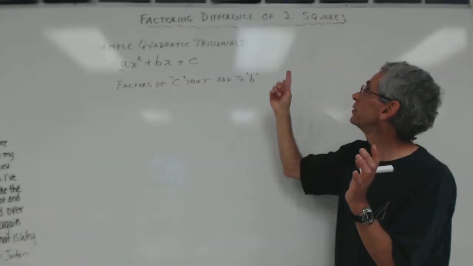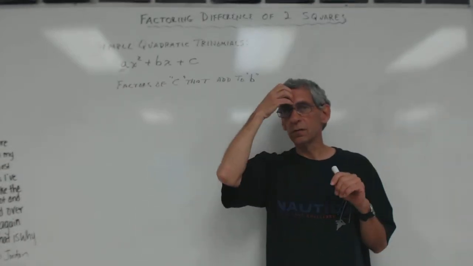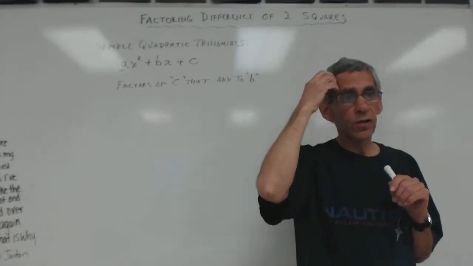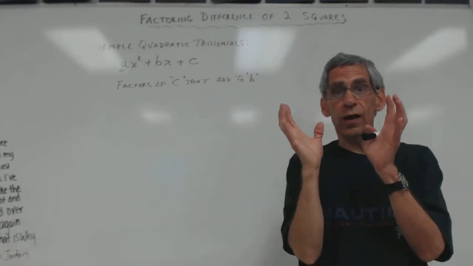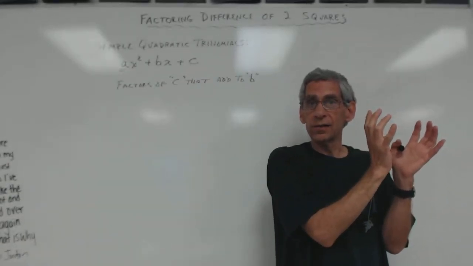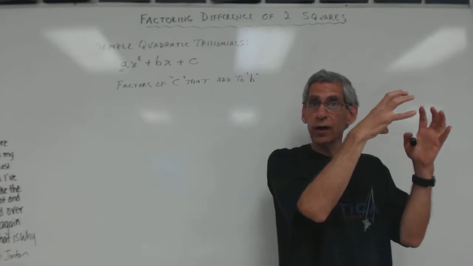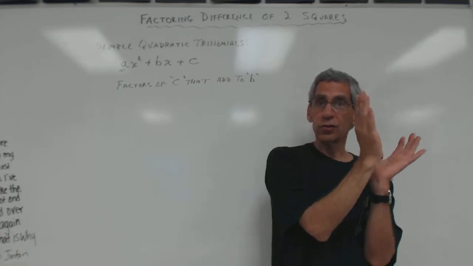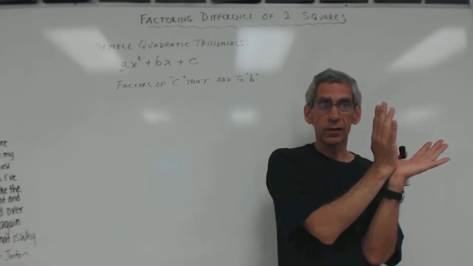Now, what's the next thing it says? It says 2 squares. What's a square? A number times itself. Okay, a number times itself, right? So x squared would be x times x. That is a square. 8 times 8 is 64, right? Those are factors of a square that is 64. 64 is the square, and the 2 sides of the square are 8 times 8, right? You guys with me?